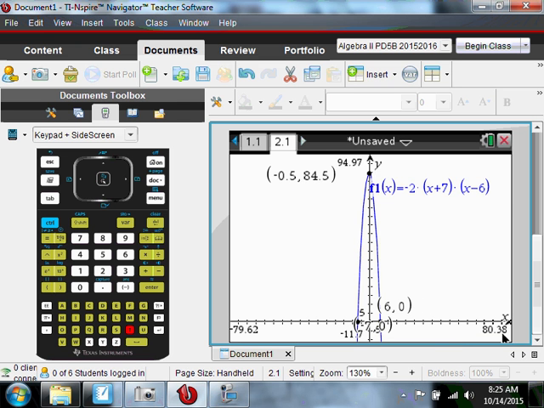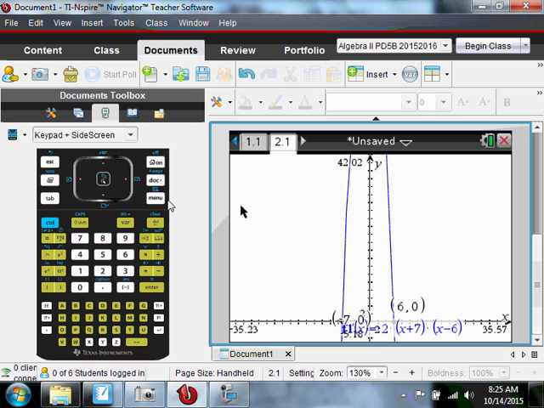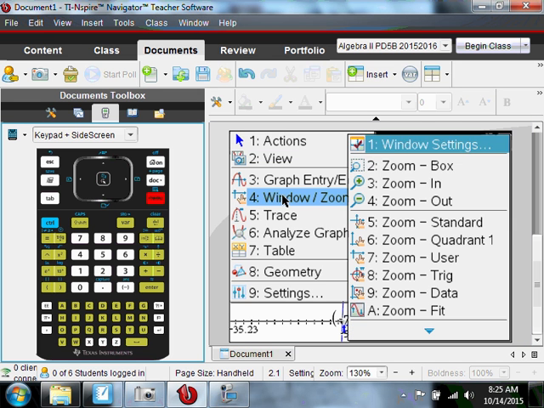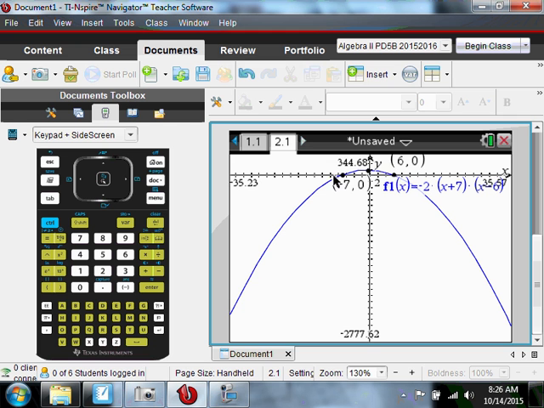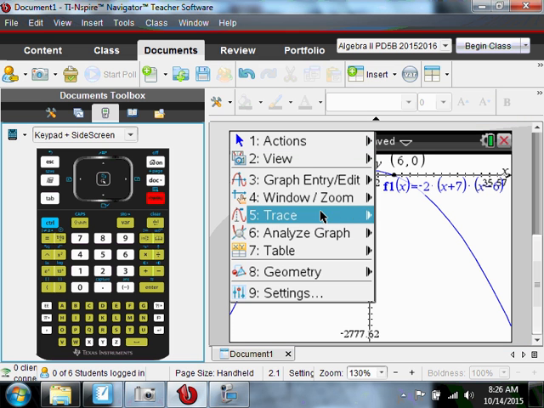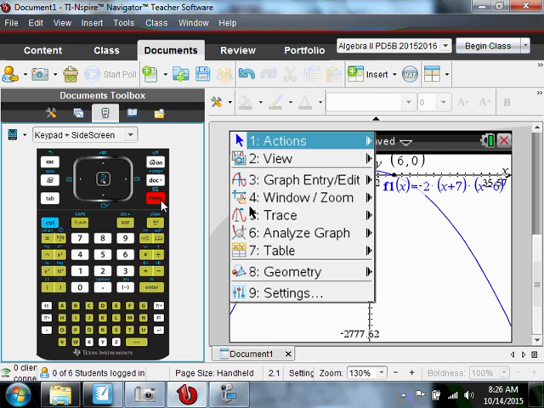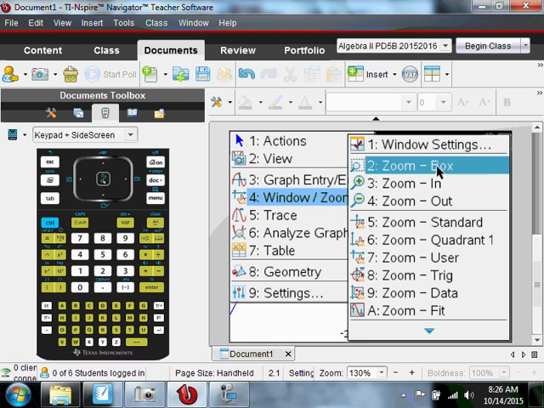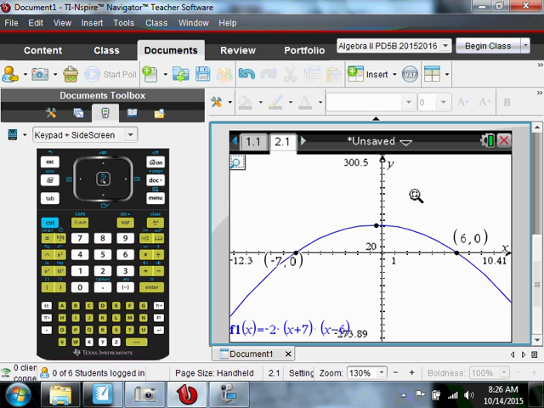I want this window to look a little bit different, if you don't mind. So I'm going to do a zoom fit. And I don't like that. Now I'm going to do a zoom box. Maybe I should have just set my own window settings. This is going to do it. There we go. Is that fair, that that's a nice picture of the graph?